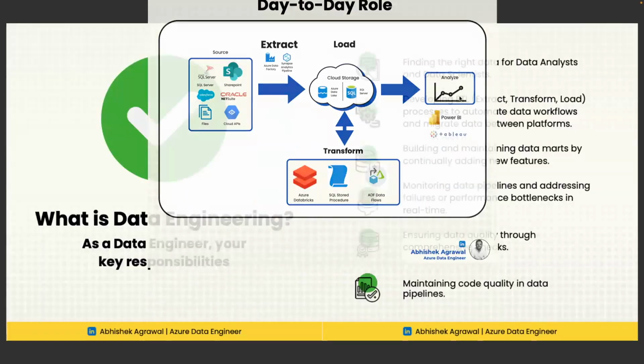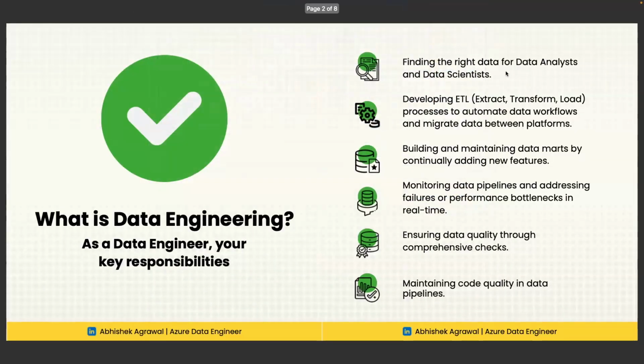So what the data engineer will do is always find the right data for the data analyst and data scientist. So you will always work very closely. In the 7, 8 projects I have done, I have always worked with data analysts and data scientists, right? In the past 2, 3, or 4 years, whenever I am working, I have always worked with data analysts and data scientists. Either I am helping a data analyst or I am helping a data scientist.